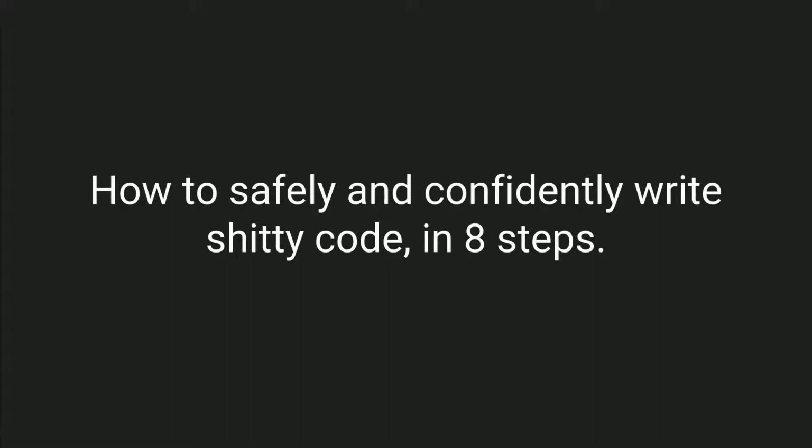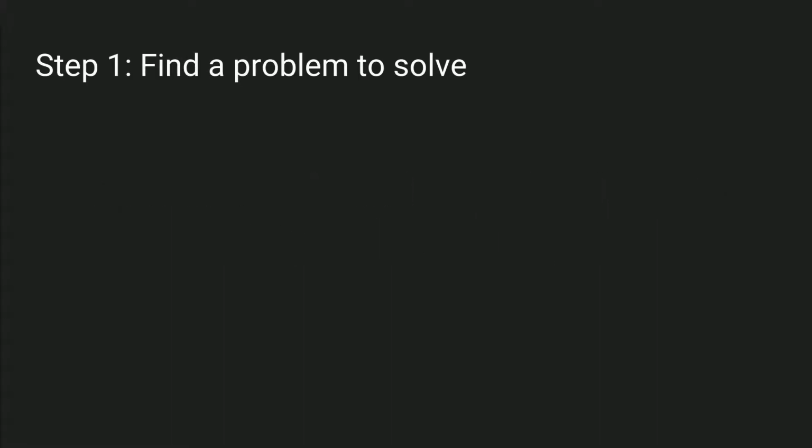So yeah, what I'm going to talk through here is how to safely and confidently write shitty code in 8 steps. You might be thinking to yourself, you could do it in 1 step, maybe. But yeah, hear me out. I think this method is maybe less harmful to your coworkers as well, so you don't necessarily have to leave your worst code out there when you're sharing it with people. So yeah, first up, find a problem to solve.